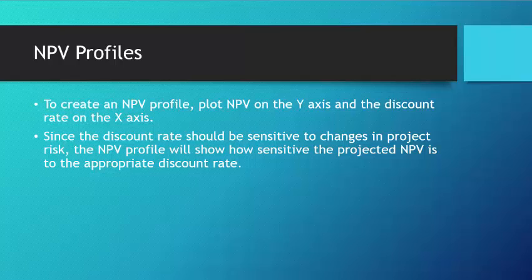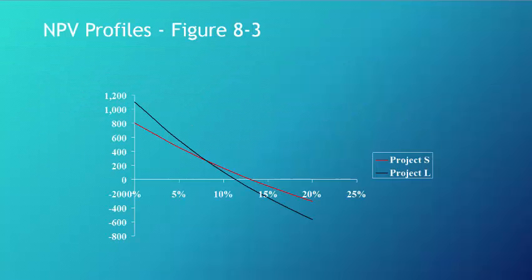Since the discount rate should be sensitive to changes in project risk, net present value profiles will show how sensitive the project NPV is to the appropriate discount rate. What the profile does is it graphs them. So along the x-axis we're changing the discount rate, and along the y-axis we're showing the net present value. And if we have two or three of these, especially if they're mutually exclusive, in other words I can only invest in one of them, then it looks something like this.